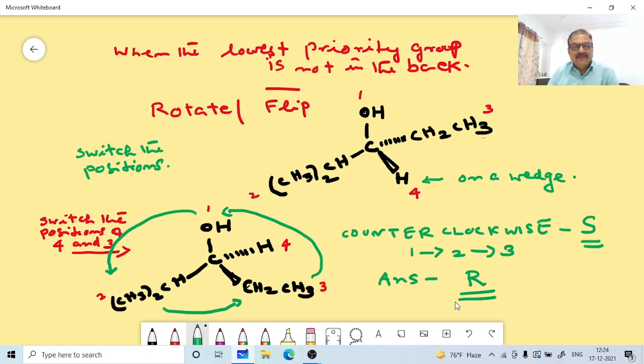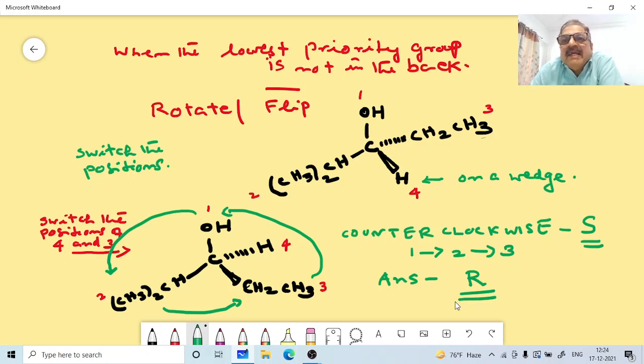So this is how we have to proceed when the lowest priority group is not in the back. This is one procedure. There is an alternate procedure here. Now, if you interchange any 2 of the 4 groups on a stereo center, you will be getting a mirror image, which is a different molecule, correct? Because there are 4 groups here on the stereogenic center, if you interchange any 2 of them, you will be getting its mirror image.